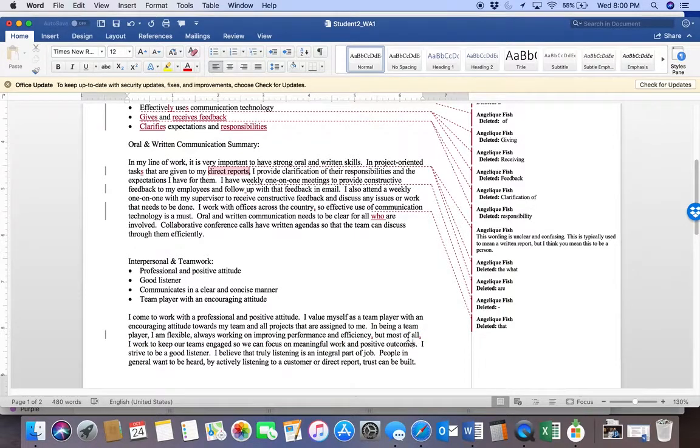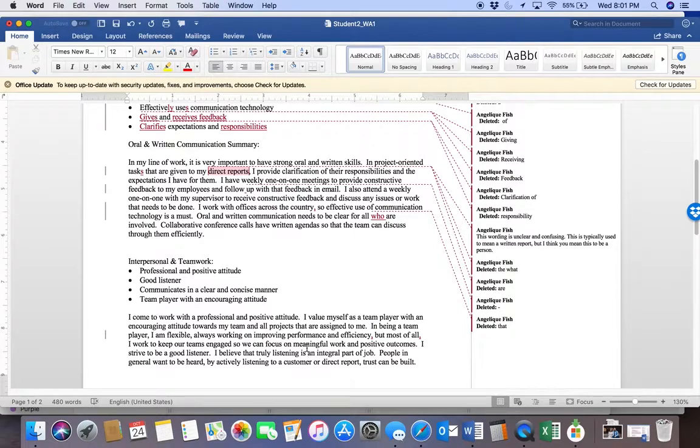And then we also need a comma after an introductory expression. So if this were actually a capital M, you can imagine, most of all would be our introductory expression. So we need a comma after it. Hope that makes sense because I just said it really quickly. But most of all, I work to keep our teams engaged so we can focus on meaningful work and positive outcomes. I strive to be a good listener.